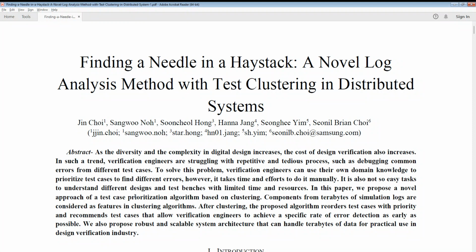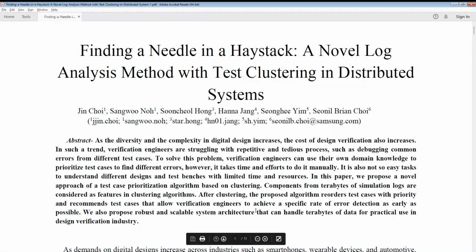Components from terabytes of simulation logs are considered as features in clustering algorithms. After clustering, the proposed algorithm reorders test cases with priority and recommends test cases that allow verification engineers to achieve a specific rate of error detection as early as possible. We also propose a robust and scalable system architecture that can handle terabytes of data for practical use in the design verification industry.